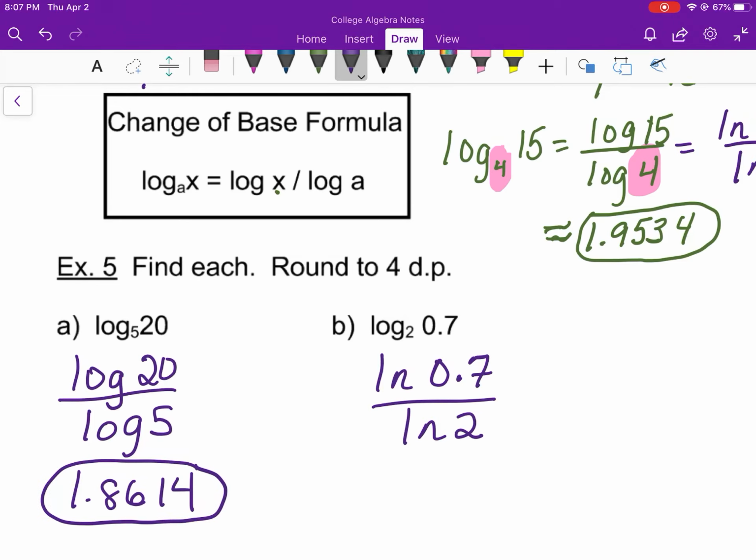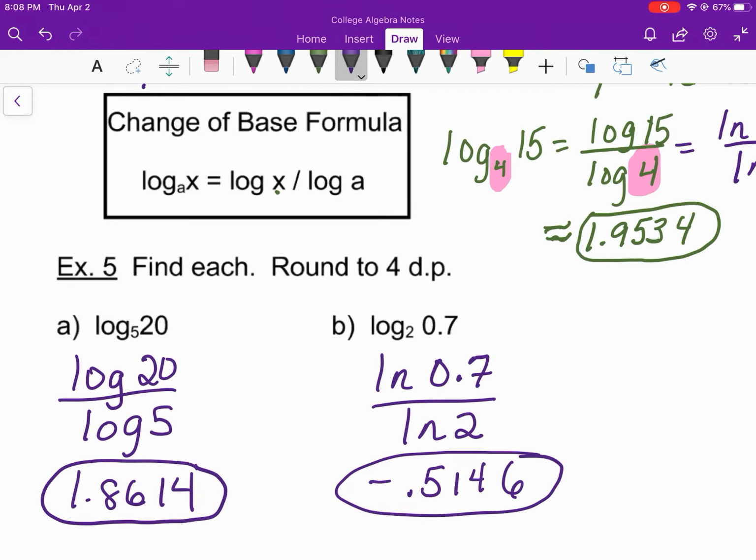And then the ln of 7.7 divided by the ln of 2. Oops, I think I entered that one incorrectly into my calculator. It's important to close those parentheses after each argument. Okay, negative 0.5146. That's it for this lesson.